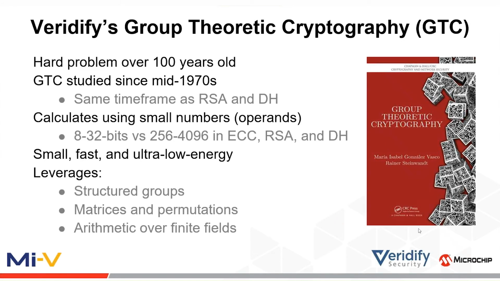Veridify's group theoretic methods are based on a 100-year-old hard problem, and GTC has been studied since the mid-70s, roughly the same length of time as RSA and Diffie-Hellman. GTC uses small operands, 8 to 32-bit numbers, enabling them to easily run on small IoT processors, even as software. GTC methods are small, often needing less than 5K of ROM, are many times faster than ECC and ECDSA, and as a result, consume less energy.